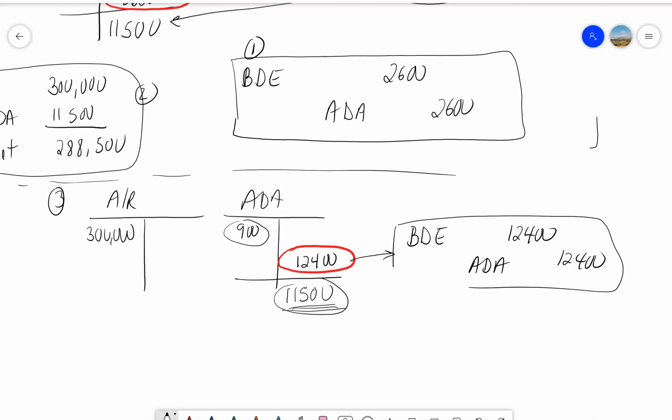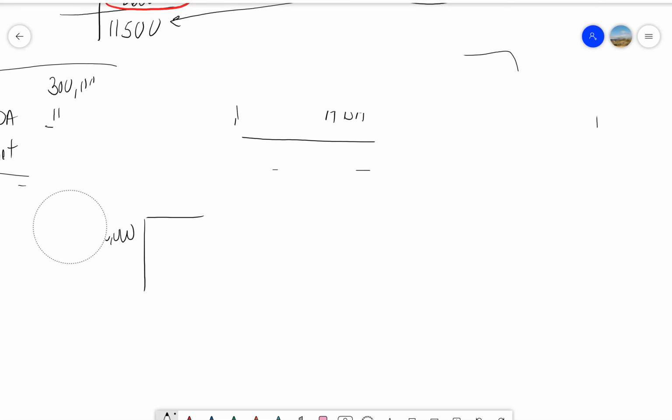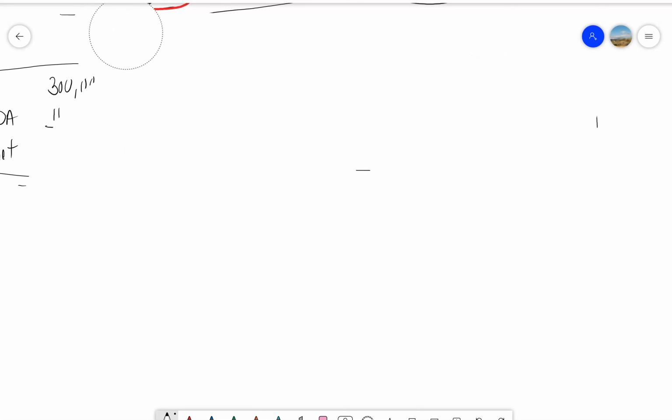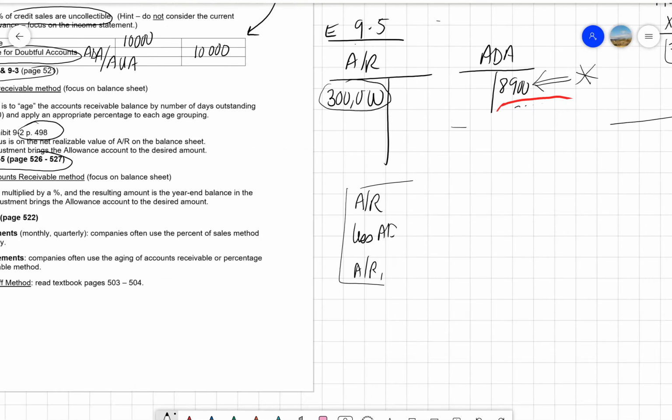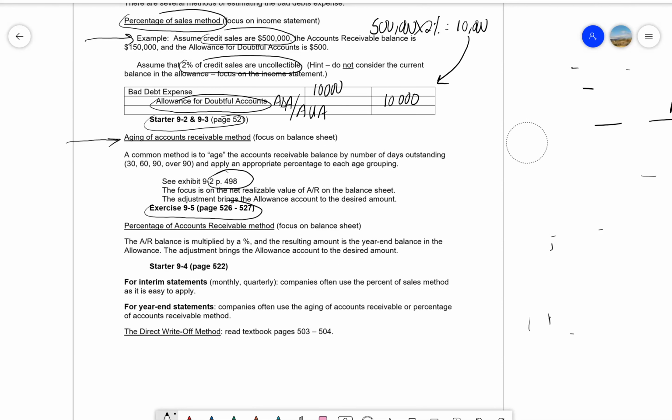Now, there's also one final approach, and we're going to look at that next, but I'm just going to get this cleaned up before we go back to our handout. So let's go back to our handout then, and let's look at the final method. Now, the final method on the bottom of page 3 is called the percentage of accounts receivable method. And the percentage of accounts receivable method just basically takes your accounts receivable balance and multiplies it by a percentage, and that's also going to be the target balance in the allowance account.